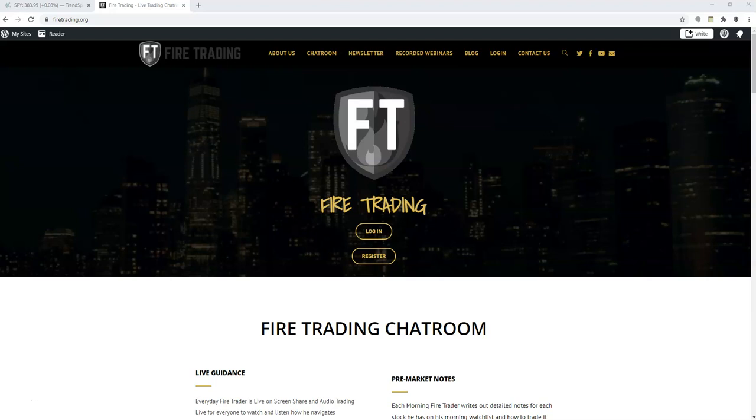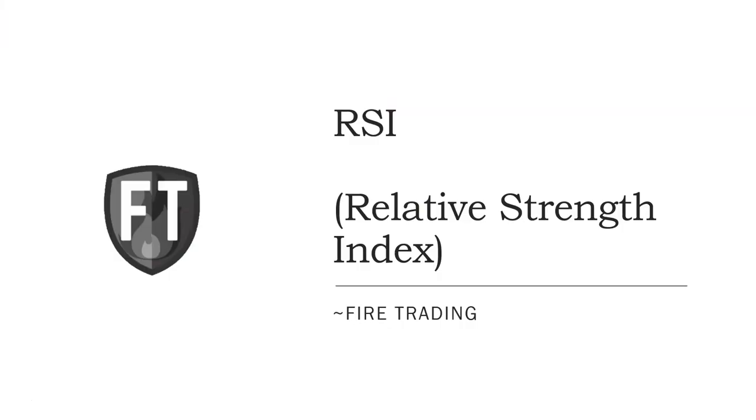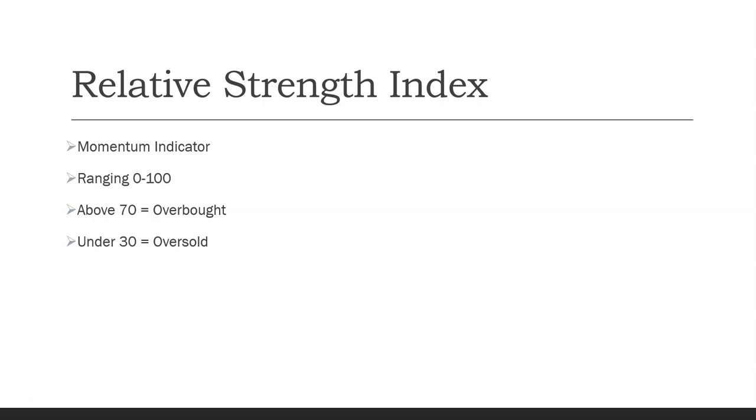This is Fire Trader from firetrading.org, and today we're doing a video going over the RSI, what it is and how I like to trade it. Okay, so RSI, also known as the Relative Strength Index. It is a momentum indicator. It ranges from 0 to 100. So I'll show you guys here in a second. I'll pull up the chart. We'll take a look at it.